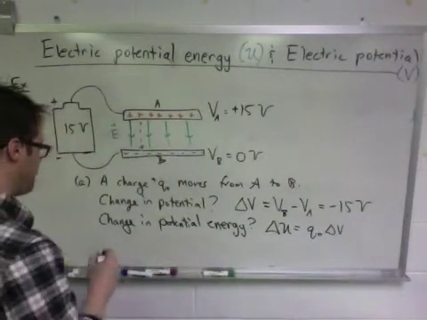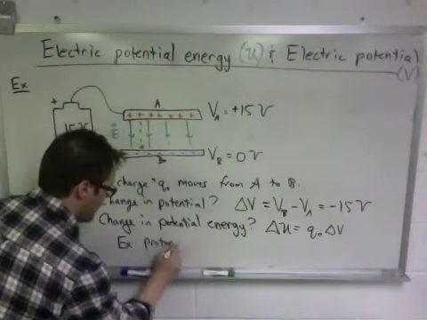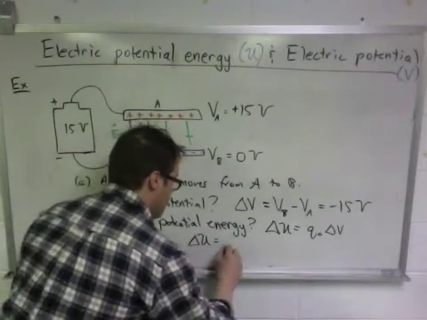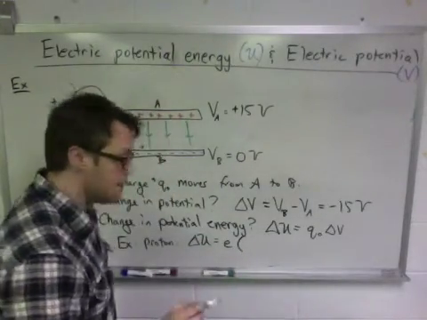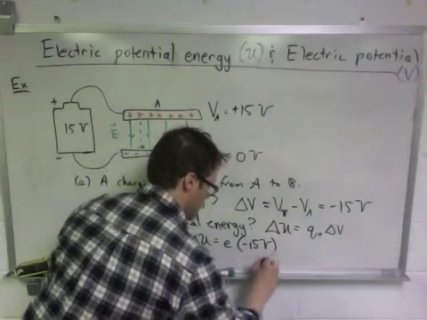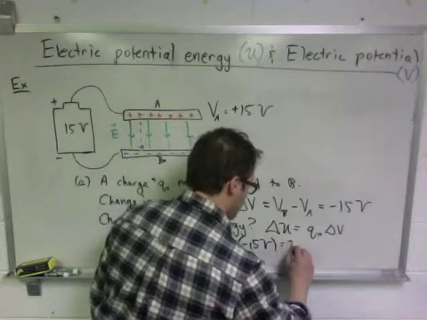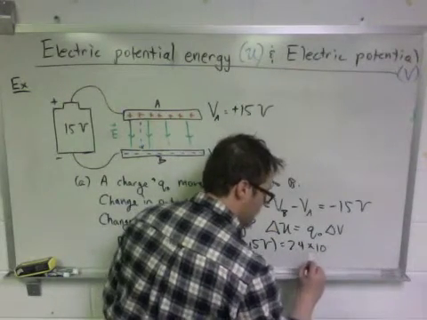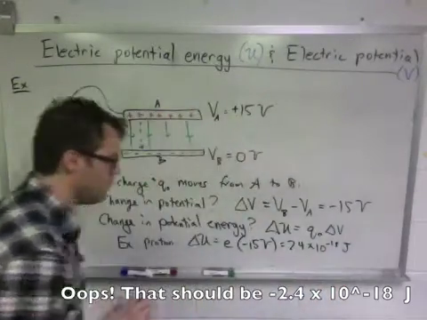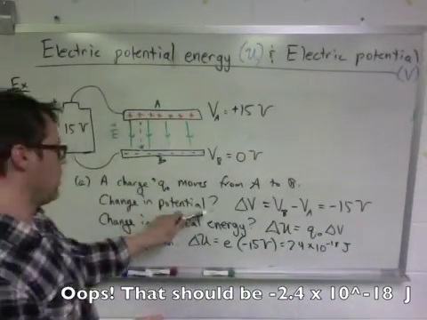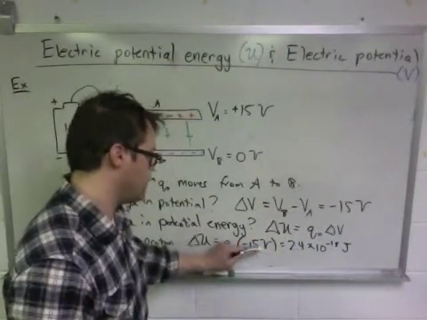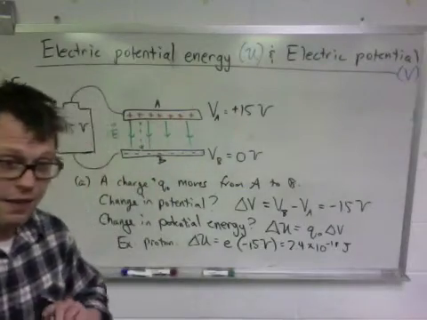So for example, if this were a proton, then delta U would be E, 1.6 times 10 to the minus 19 coulombs, times negative 15 volts, which is 2.4 times 10 to the minus 18 joules, right? So whereas the change in the potential as it went from A to B did not depend on the charge, the change in the potential energy does, right?